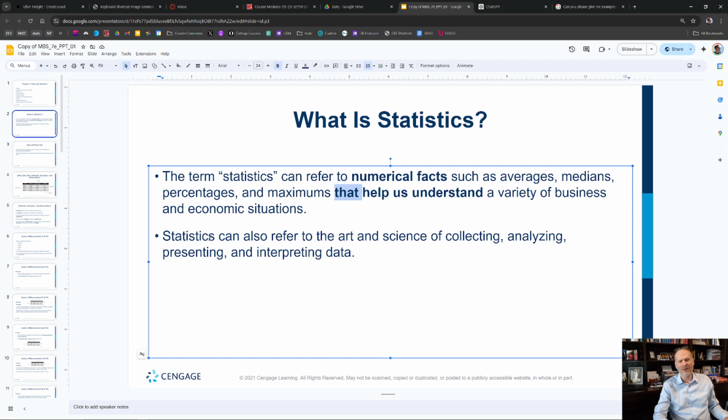Statistics can also refer to the art and science of collecting, analyzing, presenting, and interpreting data, which is, again, helping us understand our world. We collect data, we analyze it, we present it, we interpret it. And having numerical understandings of things is super important.